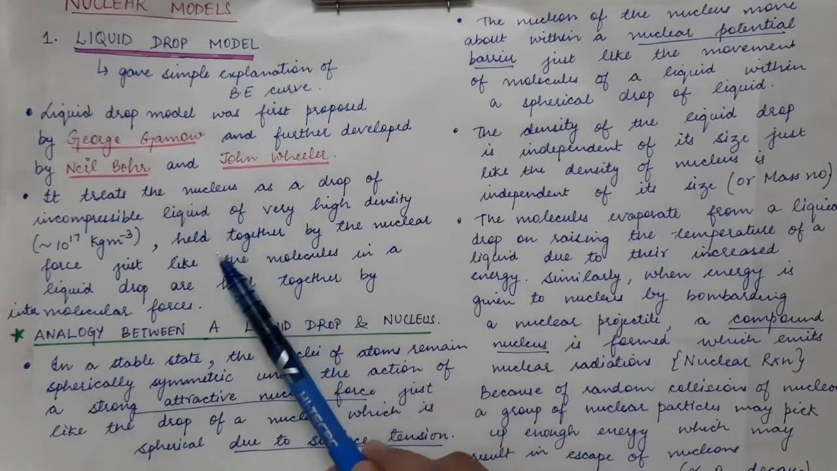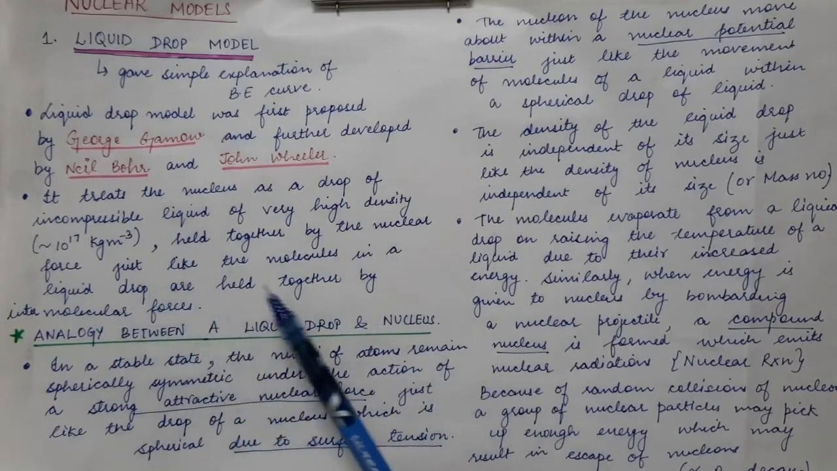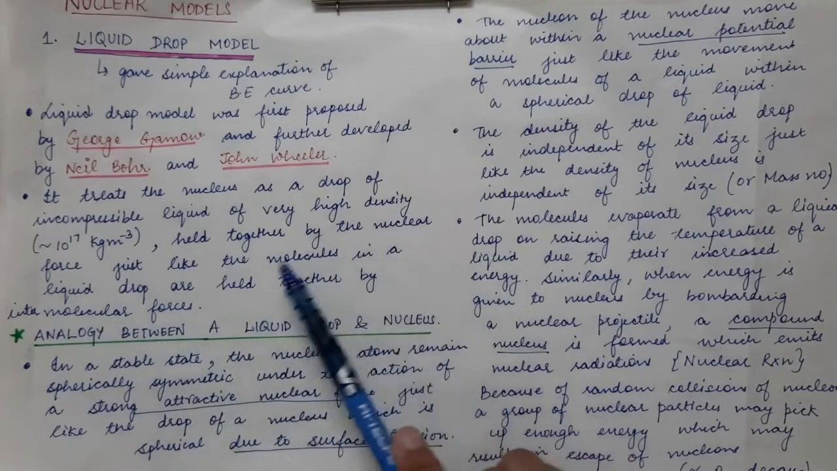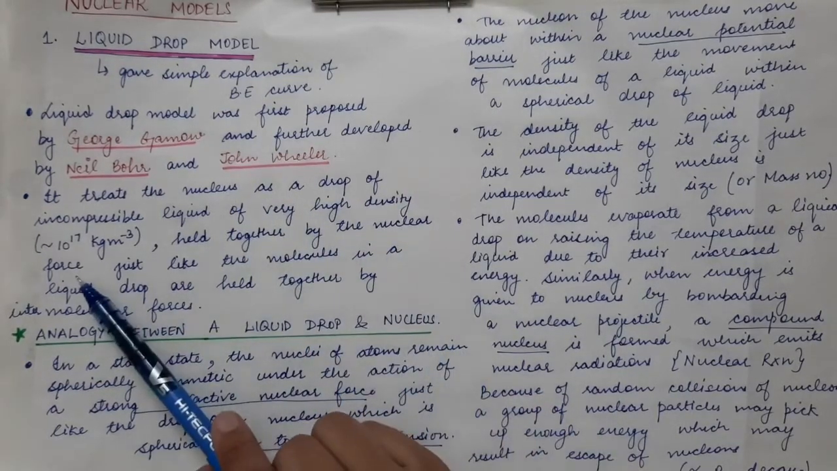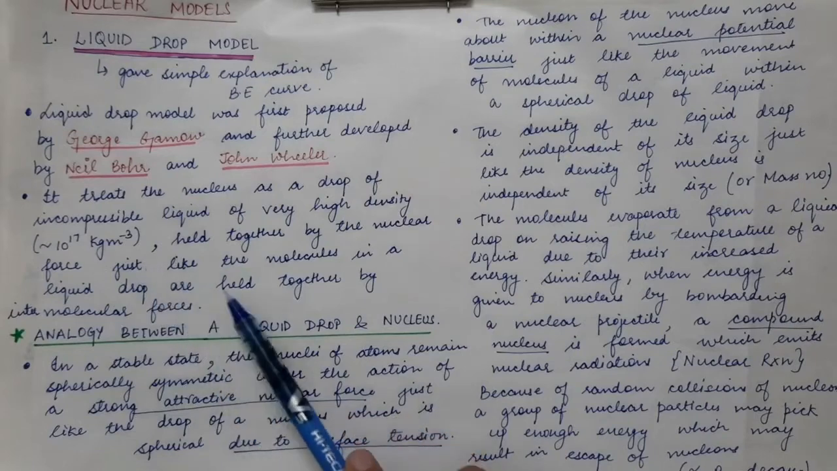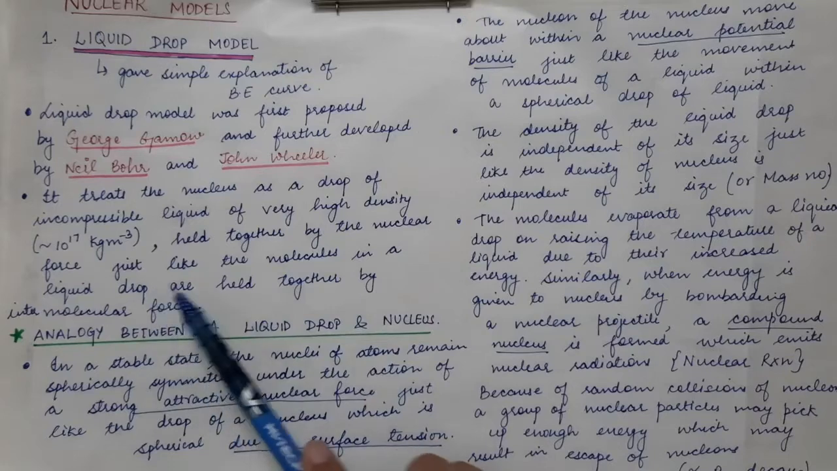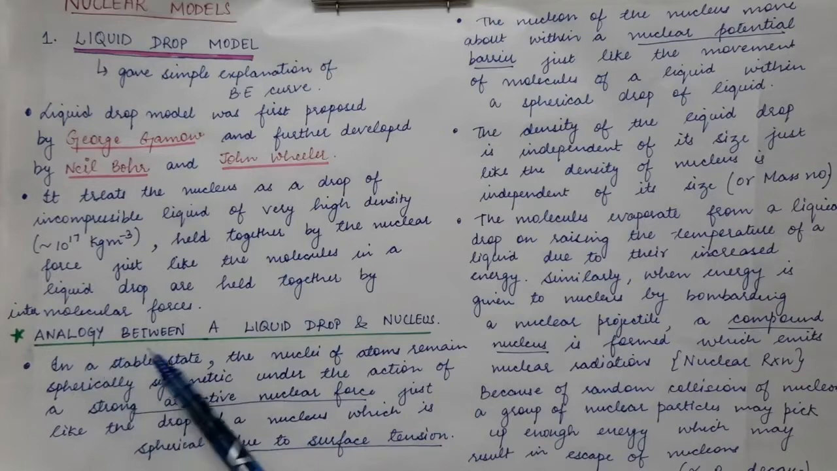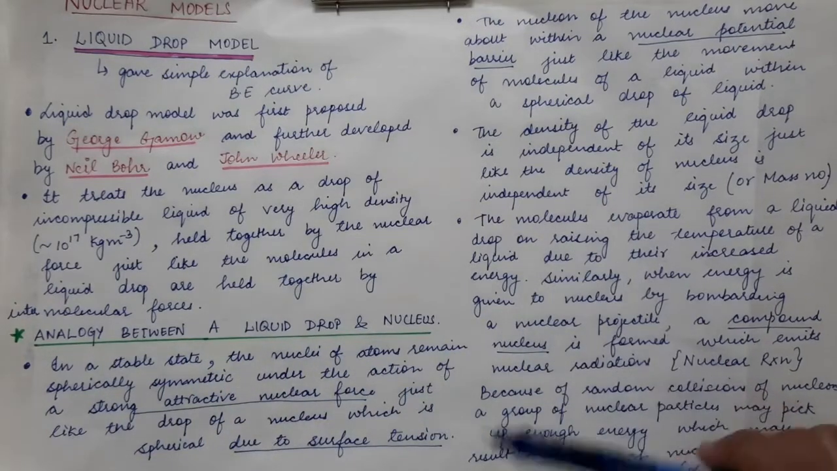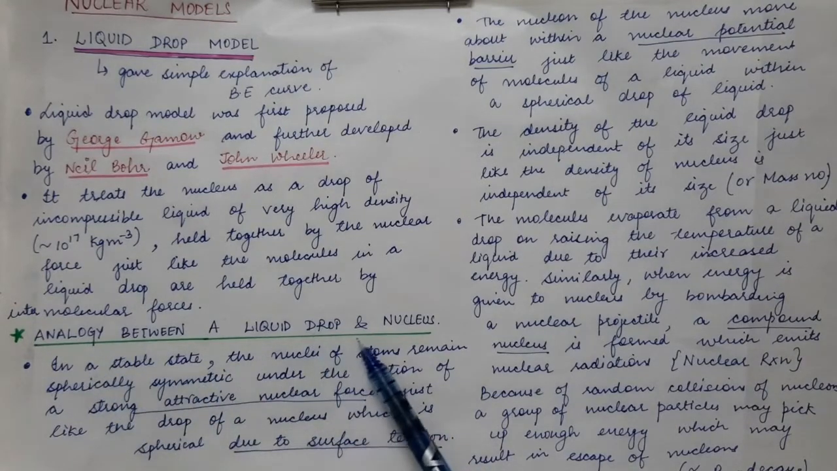This nucleus is held together by the nuclear forces, just like the molecules in a liquid drop are held together by the intermolecular forces. So this is the similarity. In the case of the nucleus, the nucleons are held together by the nuclear force, which is the attractive force. In a similar manner, in a liquid drop the molecules are bound together due to the intermolecular forces. So what is the analogy between a liquid drop and a nucleus? Analogy means what is the similarity between them.